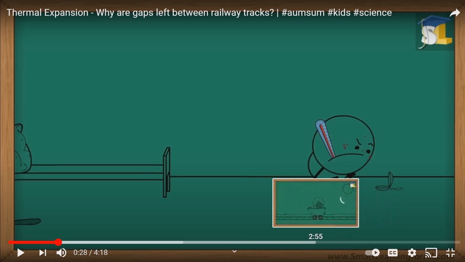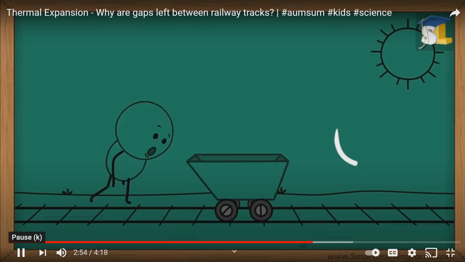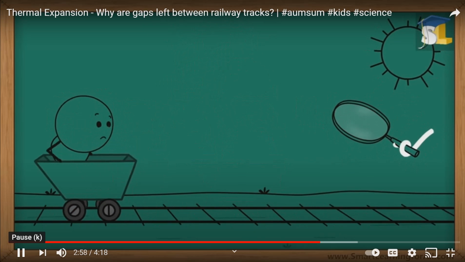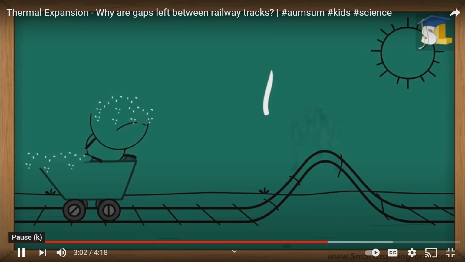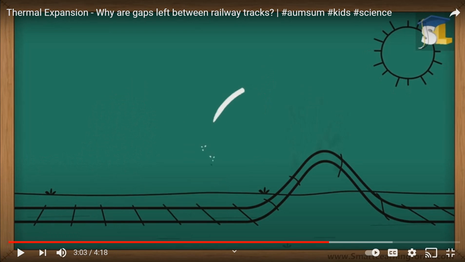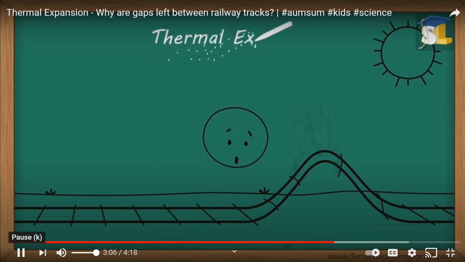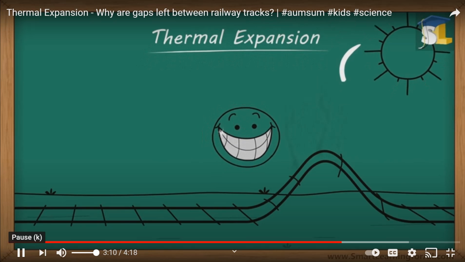Here's the buckling I'm talking about. There you go, the buckling. The difference here is that the buckling went upwards, right? But it can be sideways as well. Do you think that the rails bent because of thermal expansion? If yes, then you are absolutely correct.